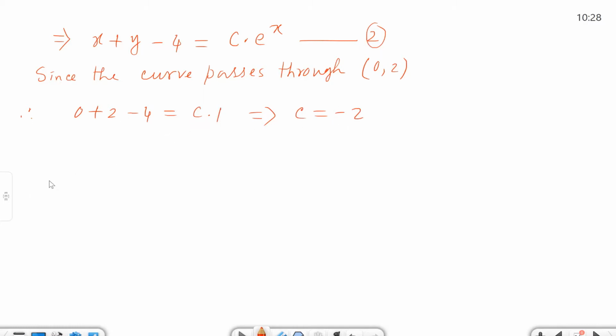Use here. Therefore from 2 this implies x plus y minus 4 is equal to minus twice e to the power x.